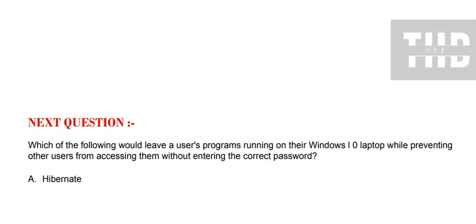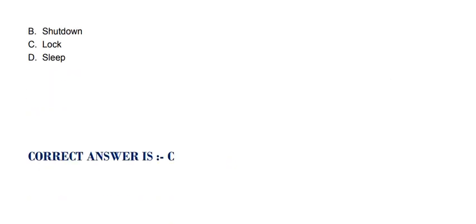Next question is, which of the following would leave a user's programs running on their Windows 10 laptop while preventing other users from accessing them without entering the correct password? And the options are: option A, hibernate, option B, shutdown, option C, lock, and option D, sleep. The correct option is option C.